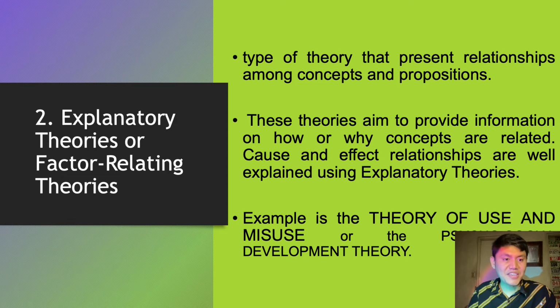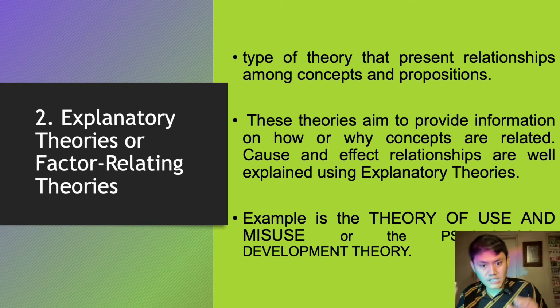Another type of theory is what we call the explanatory theory or the factor relating theories. These types of theory present relationships among concepts and propositions. These theories also aim to provide information on how or why concepts are related and how they are related with one another. Sometimes they give us an idea of the cause and effect relationships because of the explanatory theories. They are multivariable constructs in nature and they are used to make sense of complex events and situations.